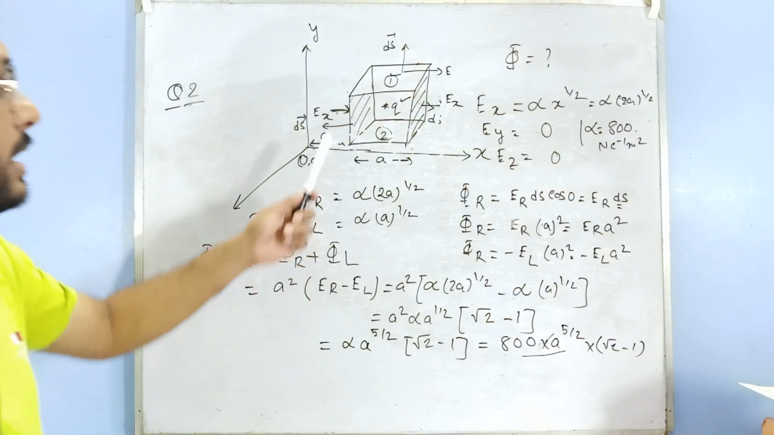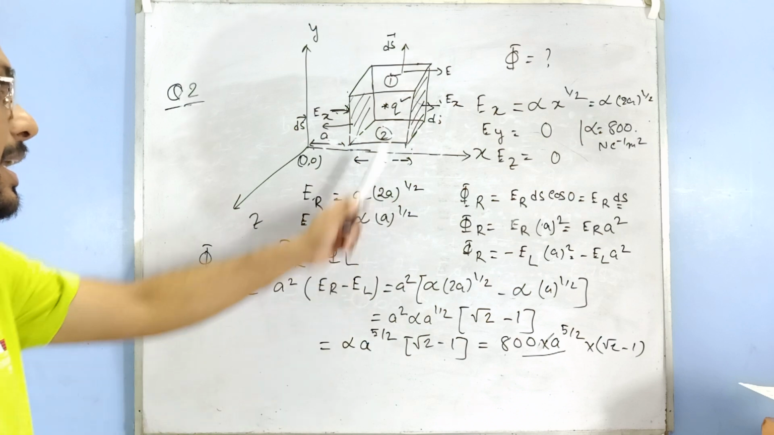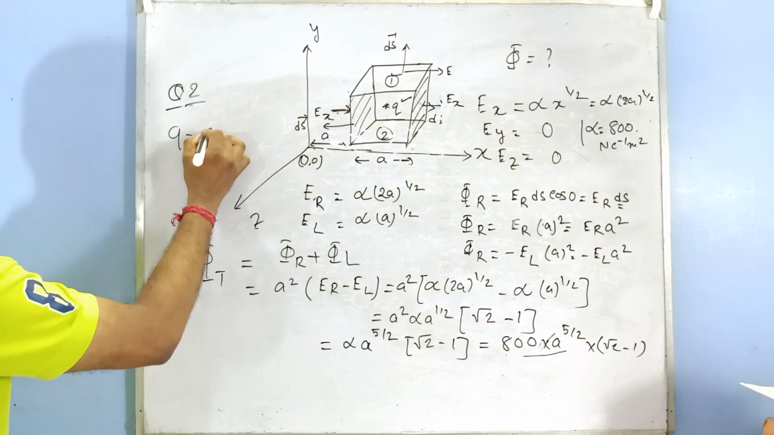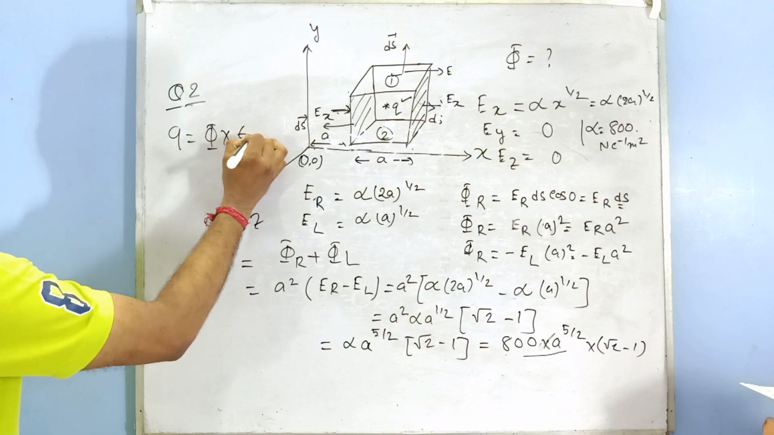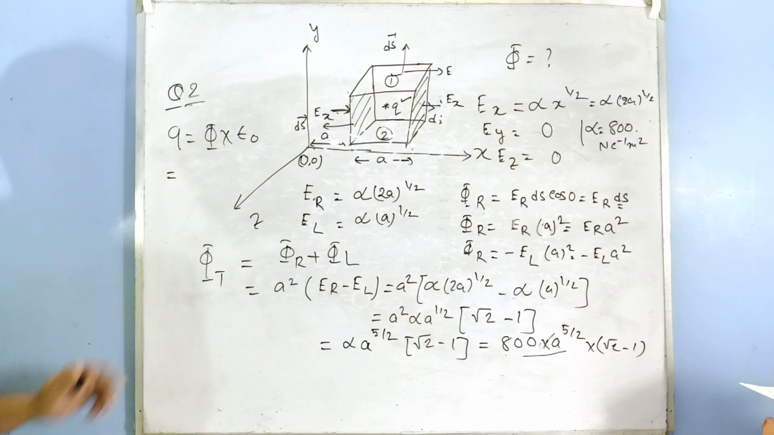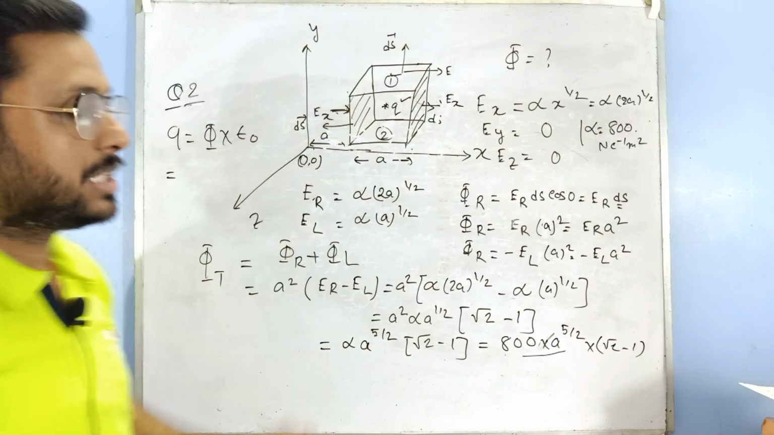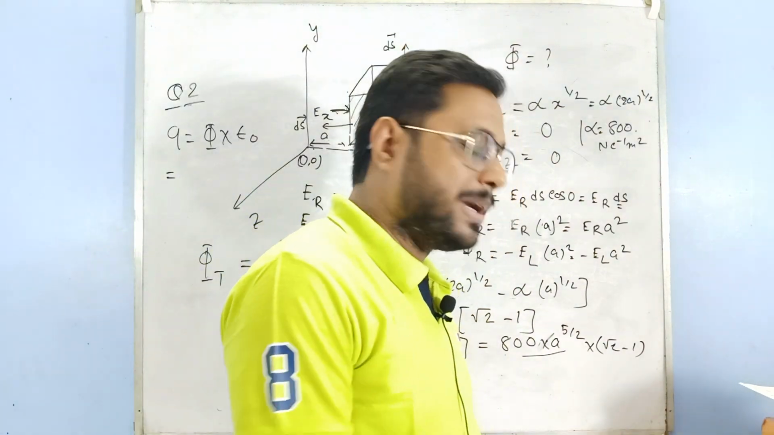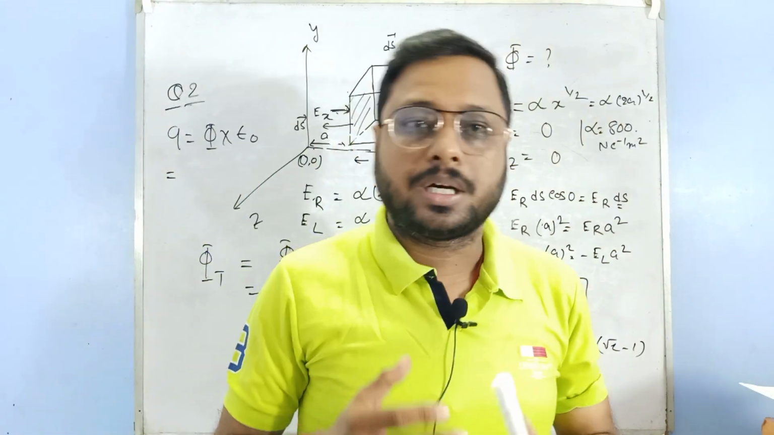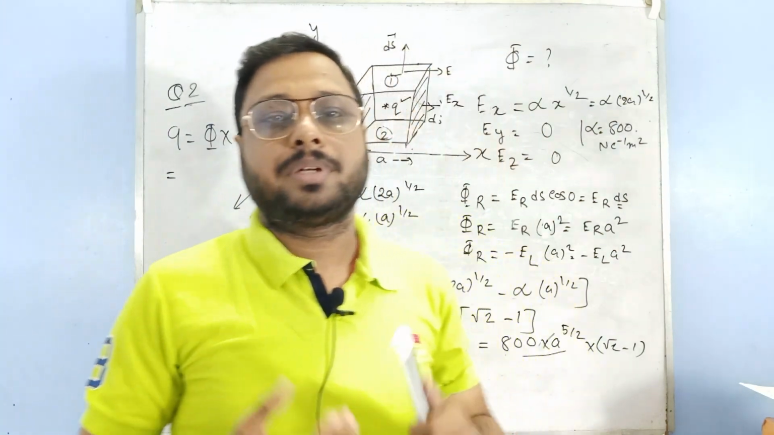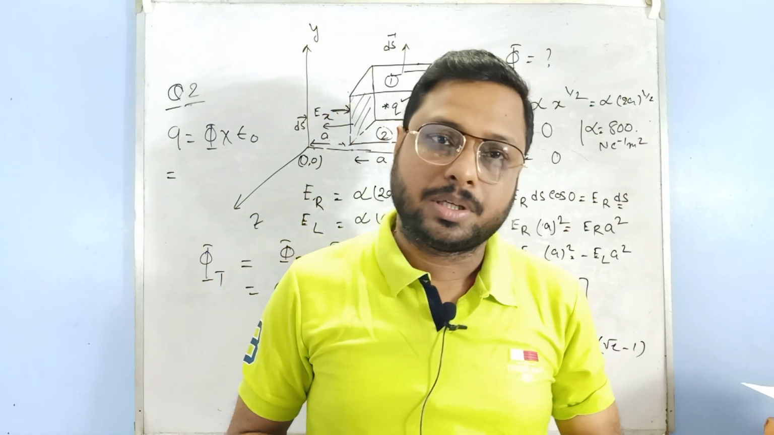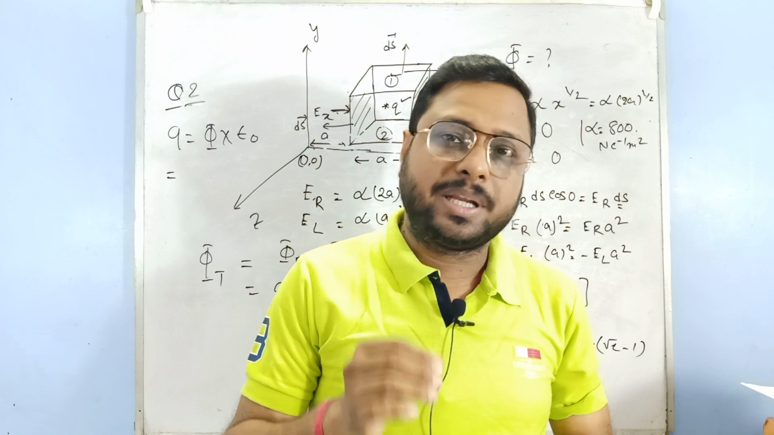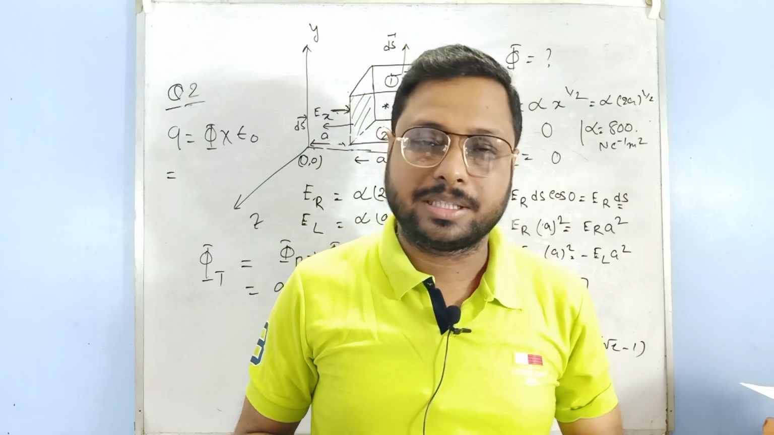Okay, so in this way we can find out the electric flux. If you want the total charge, then the total charge is the total flux phi multiplied by the permittivity of free space, 8.854 into 10 to the minus 12. So you can get the total charge inside. So Gauss law is very important for the class 12 exam, NEET or JEE exam. In the next video we will deal with the application of Gauss law and its numericals.